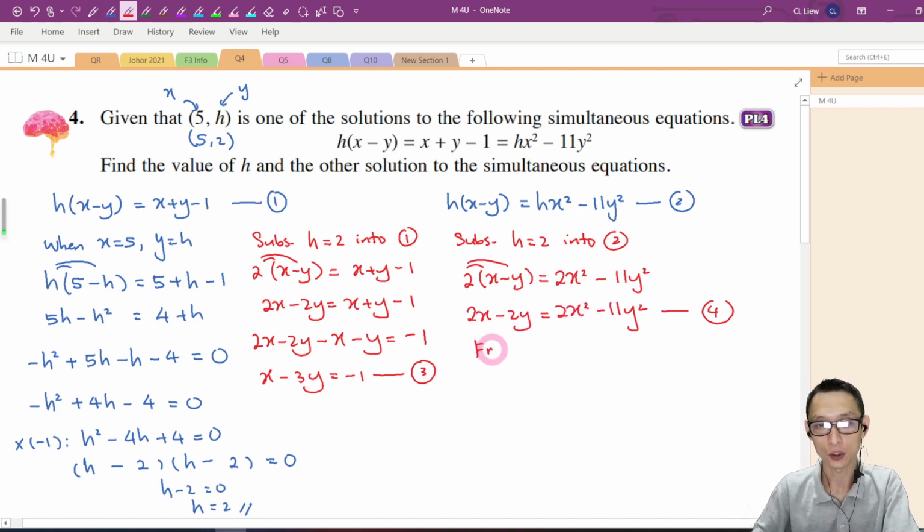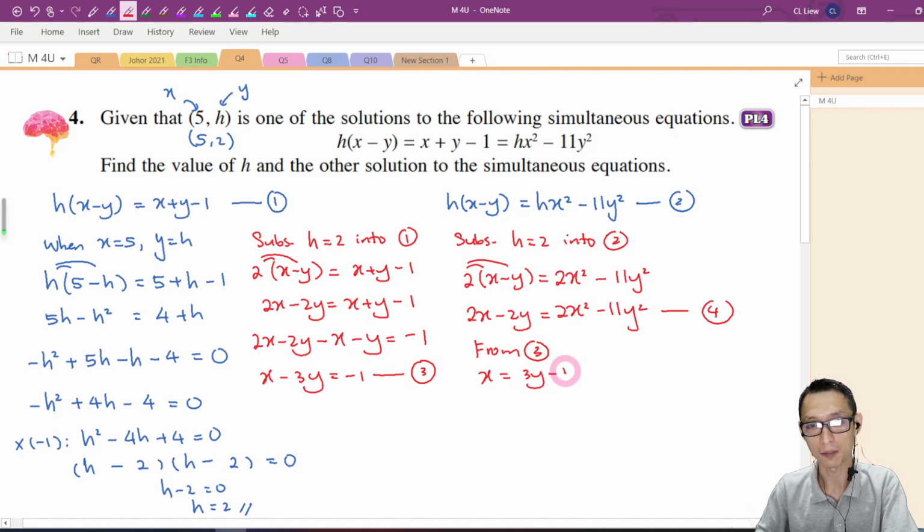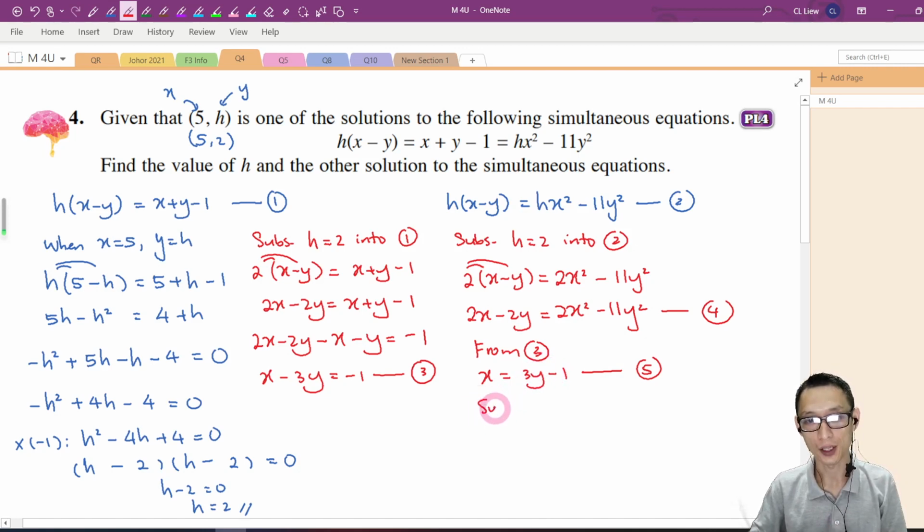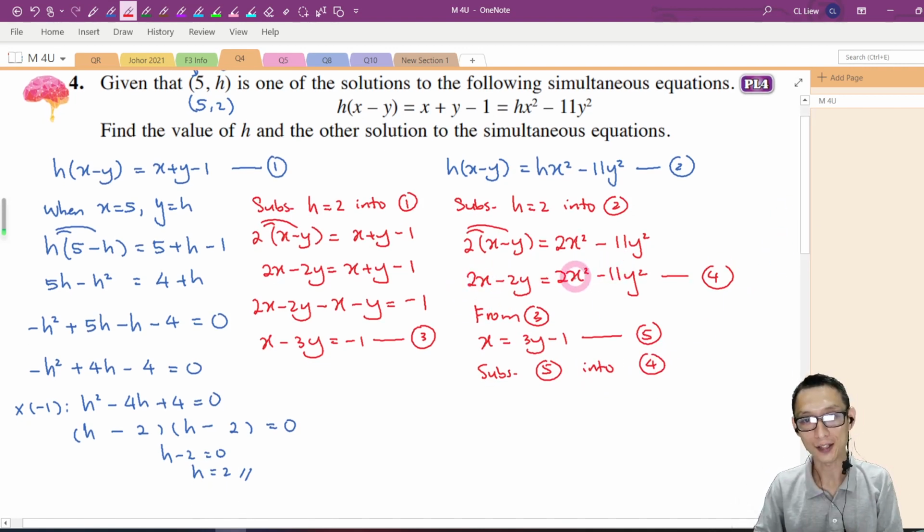From the third equation, I know that x is actually equal to 3y minus 1, right? X is equal to 3y minus 1. I'm going to replace x here by 3y minus 1. So substitute the fifth equation, which is x equal to 3y minus 1, into the fourth equation. So I'm going to change all the x here become 3y minus 1.